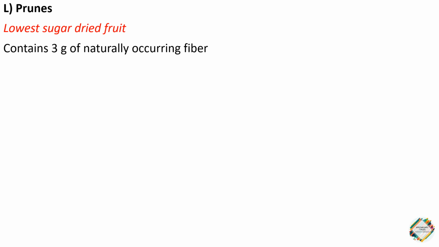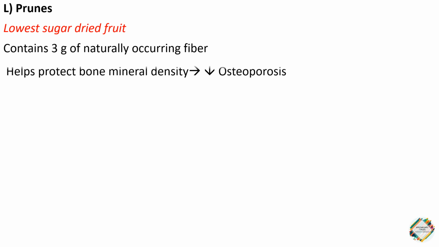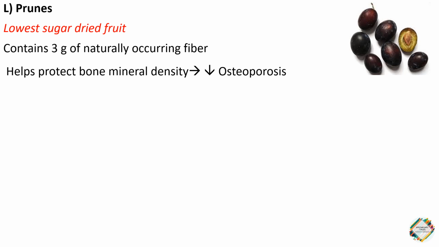Not only that, prunes help in protecting bone mineral density, as we know that many women are highly prone to developing osteoporosis along with diabetes. Therefore, including prunes in the diet improves bone mineral density and thereby reduces the risk of developing osteoporosis. The other fruit that can be included is mangoes.